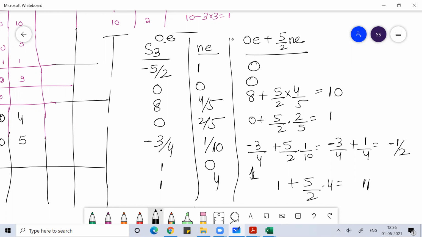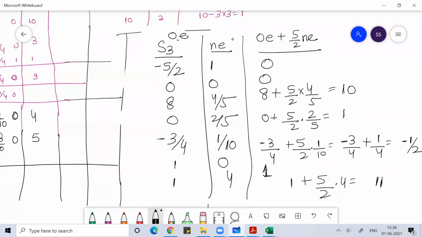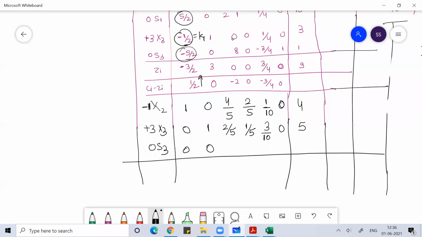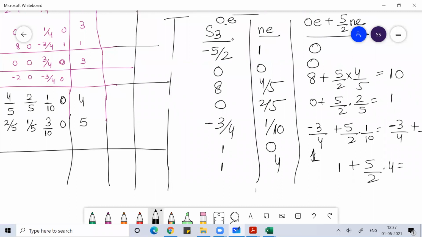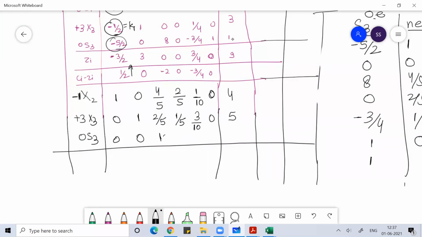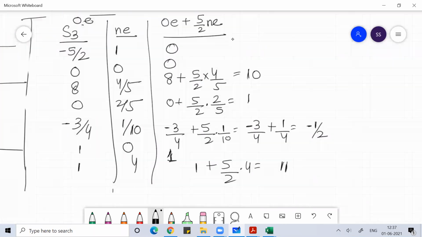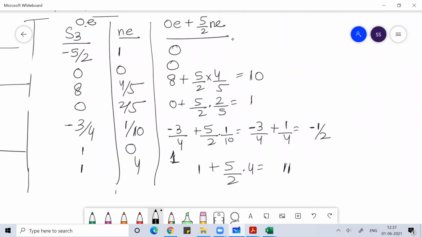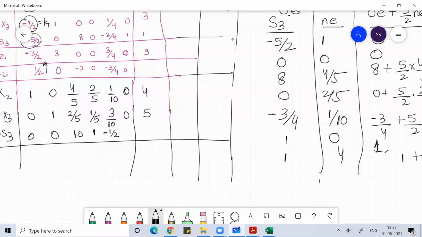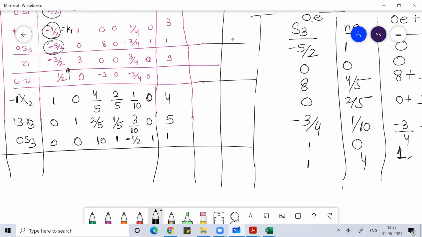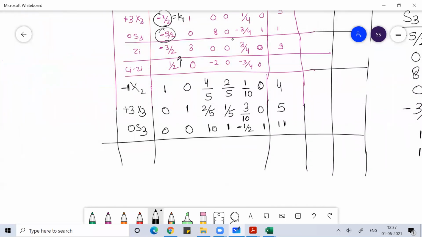So you can write the values like this: 0, 0, 0, 0, then 0, 0, 10, 1, then minus 1 by 2, 1, 11. Okay, now the Zj value.